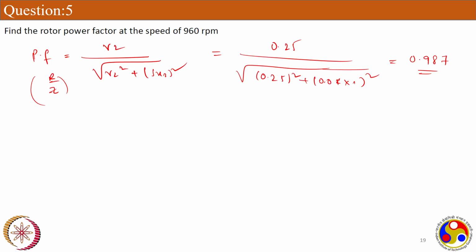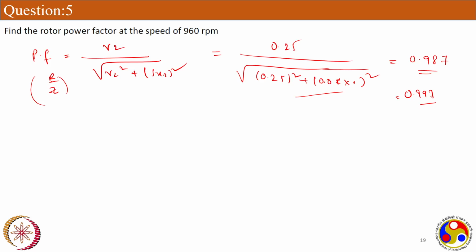So the total resistance will be R2 plus R external. That will give us 0.997. I haven't calculated it exactly, but this is the formula: 0.25 divided by the square root of 0.25 square plus 0.04 square.